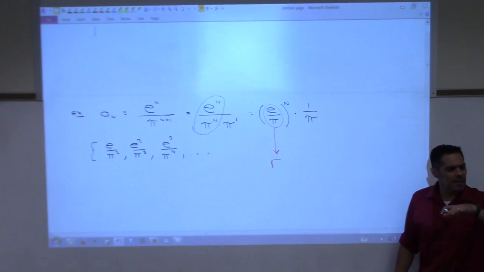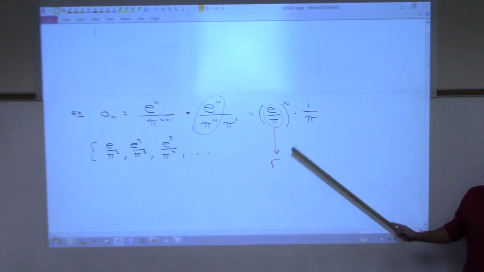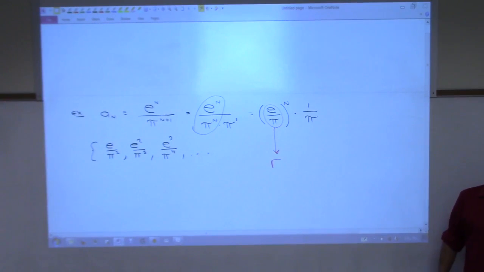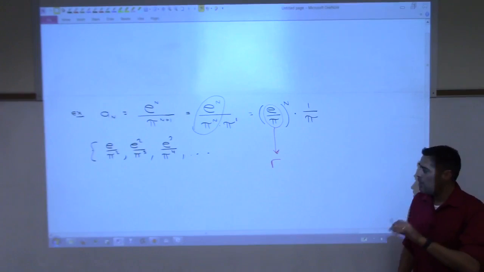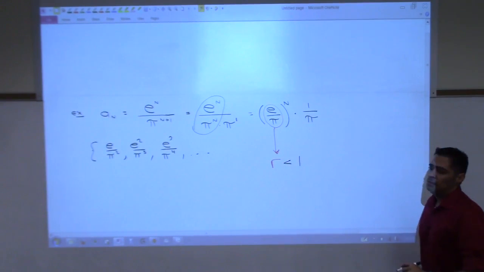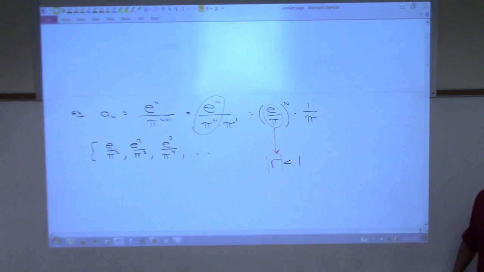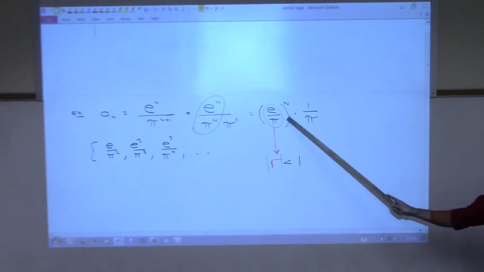What's e, approximately? E is approximately 2.718, something like that. And what's pi? 3.14. So 2.718 divided by 3.14. That's going to be smaller than 1, isn't it? So this right here is less than 1. And of course, the absolute value of it is less than 1.